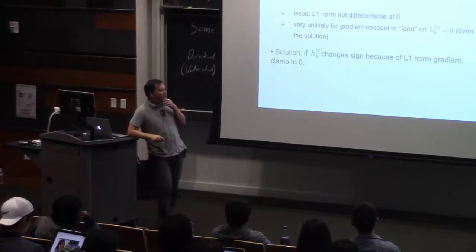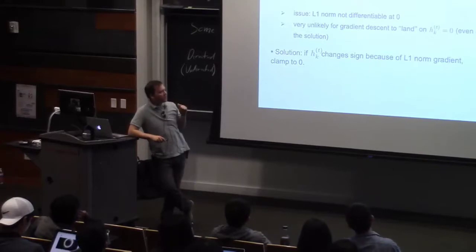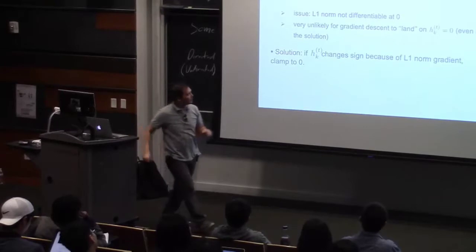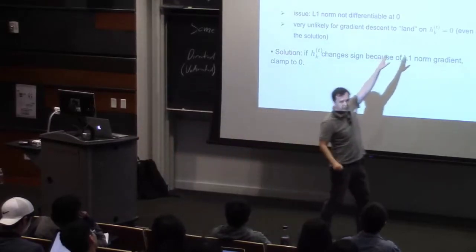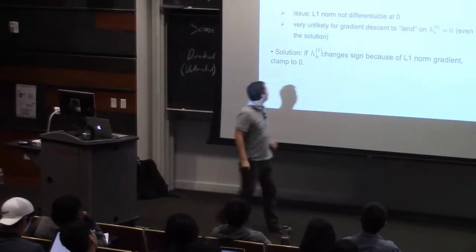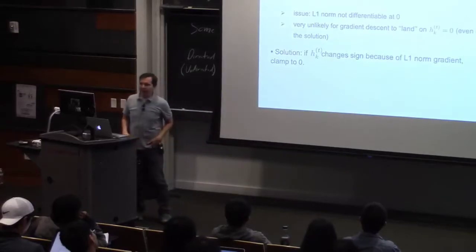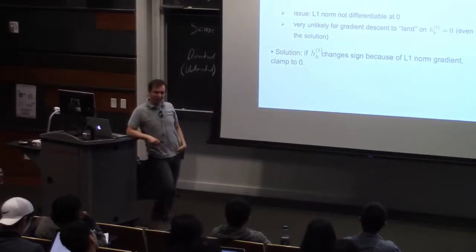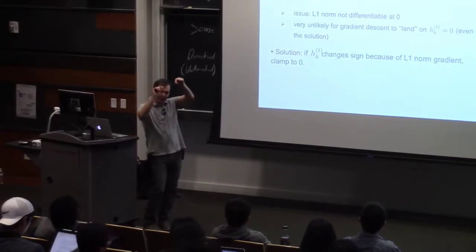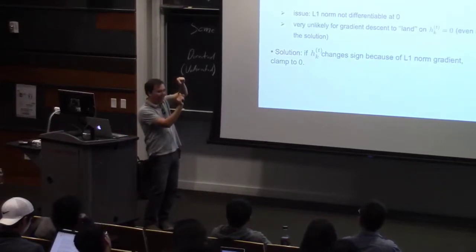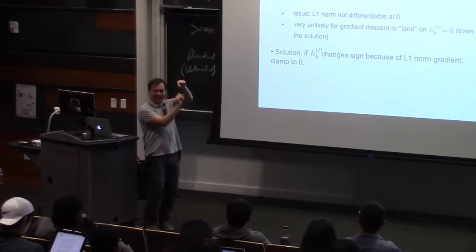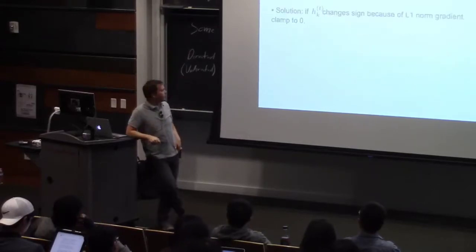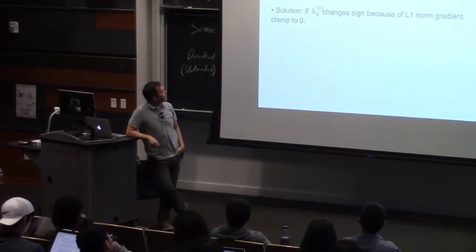And the solution is the following. If H changes sign because of the L1 norm gradient, because of the second thing here, it's changing the signs. Then we're basically going to clamp it to 0, because the optimal solution here would be 0. If we go and then jump across, that means we should be setting it to 0.